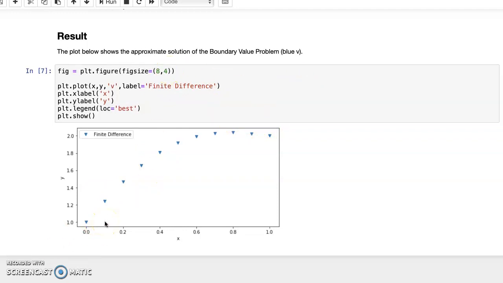So that covers the basics of finite difference methods. It also covers the basics of boundary value problem methods.